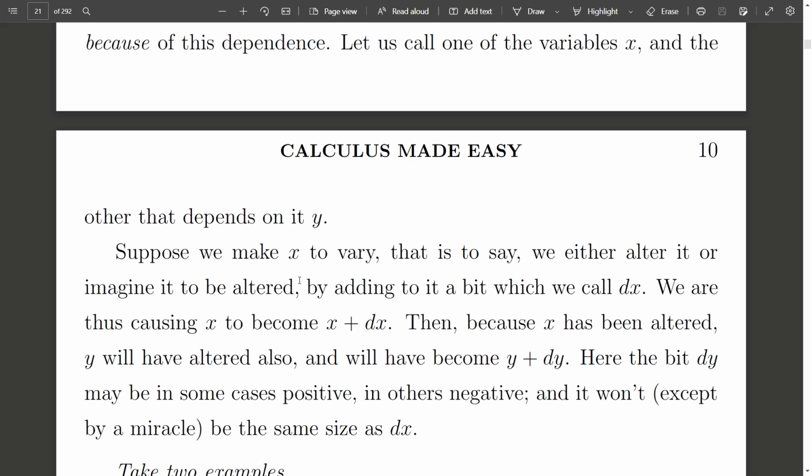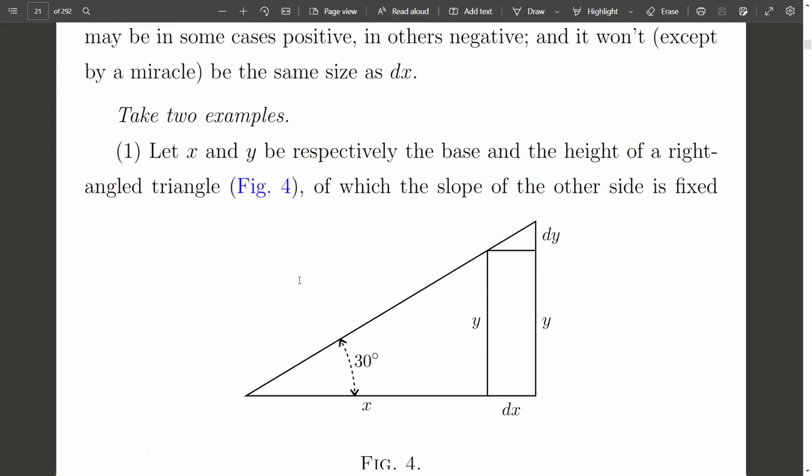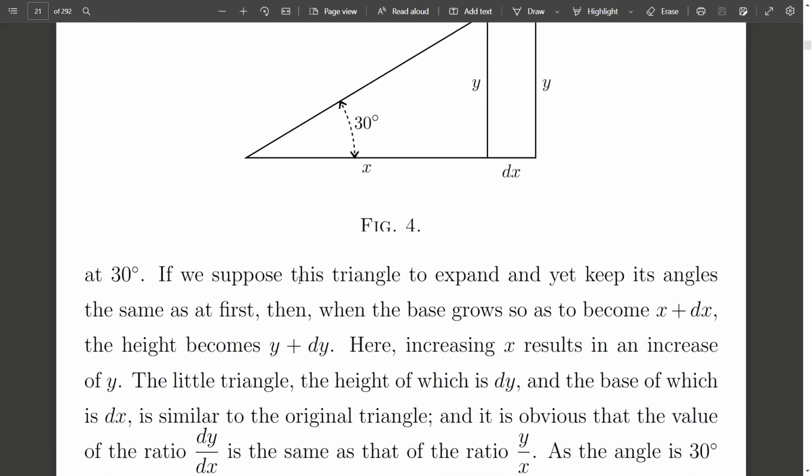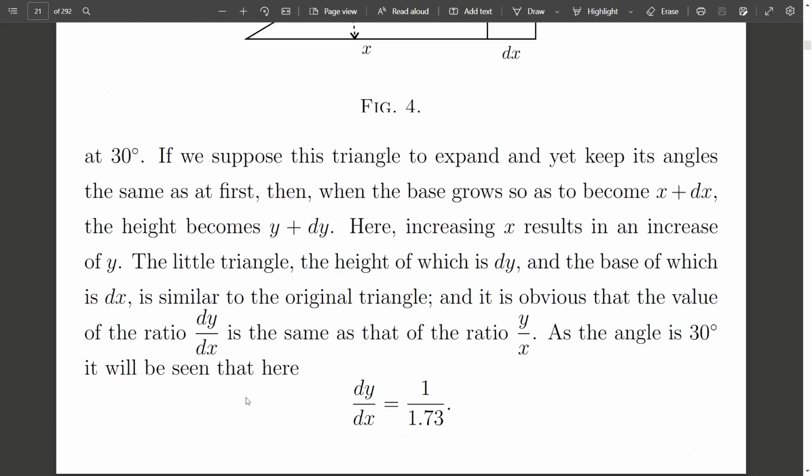Here the bit dy may be in some cases positive and in others negative, and it won't, except by a miracle, be the same size as dx. Take two examples. 1. Let x and y be respectively the base and the height of a right-angled triangle, pictured in figure 4, of which the slope of the other side is fixed at 30 degrees. If we suppose this triangle to expand and yet keep its angles the same as at first, then when the base grows so as to become x plus dx, the height becomes y plus dy. Here, increasing x results in an increase of y.